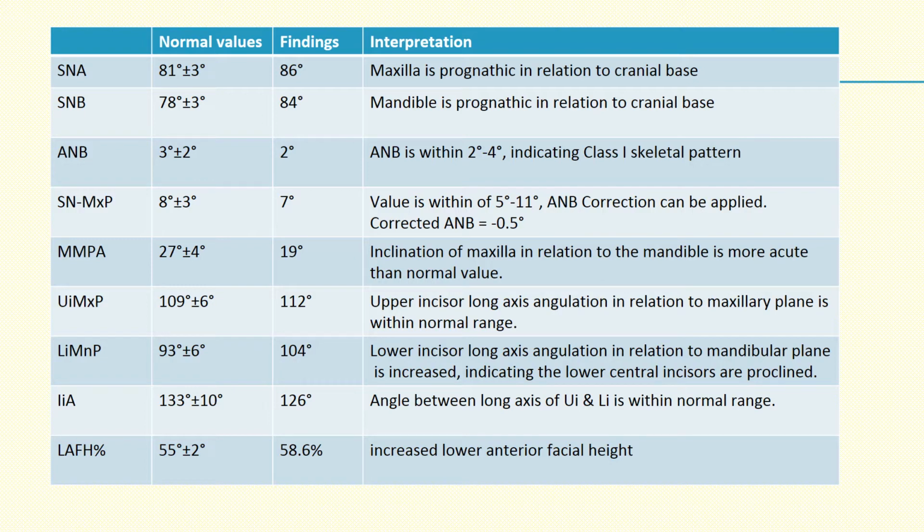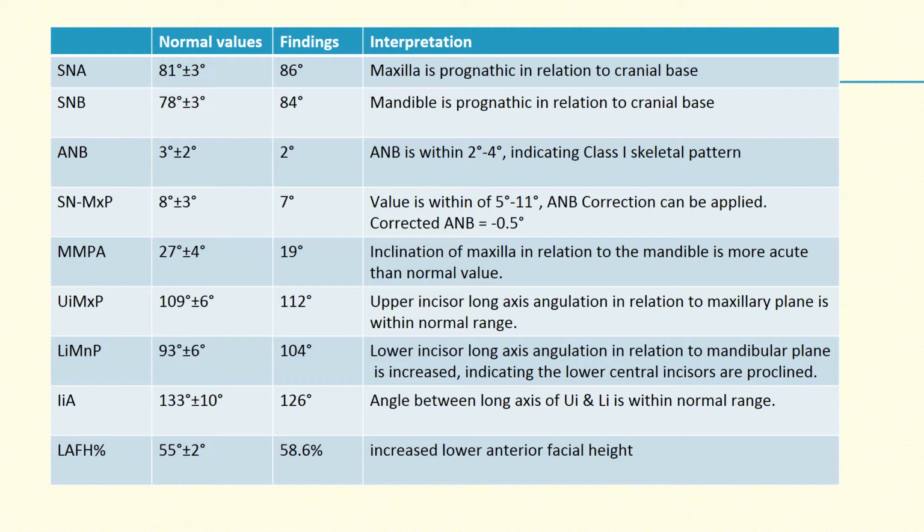And since it is within 2 to 4 degrees, it indicates that this patient has a class 1 skeletal pattern through lateral ceph. For SNMXP, the angle is 7 degrees, and since the value is within 5 to 11, A and B correction can be applied, and the corrected one is negative 0.5 degrees.